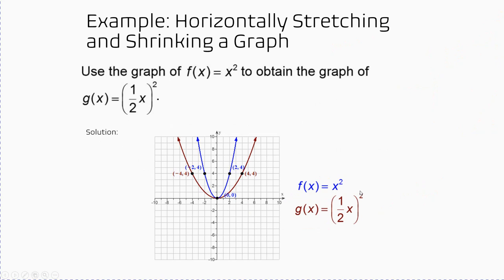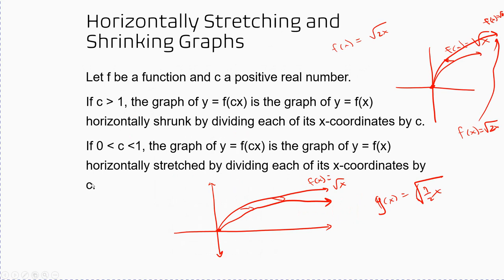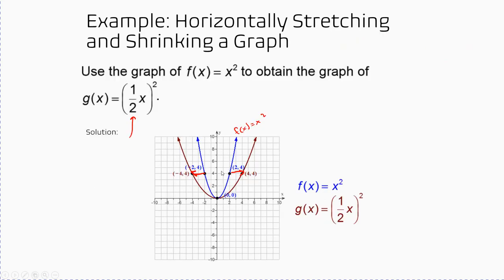Here's an example. Use the graph of f of x equals x squared, which you're seeing in blue here, to sketch the graph of g of x. Now underneath the squared you see how you have 1/2 x, the quantity squared. So you're going to stretch the graph, pulling it out like this. And that's what's going on here. You're dividing each of its x coordinates by c. So for example, if you were to take 2 and divide it by 1/2, it'd be 2 times 2 to get you that 4 there.